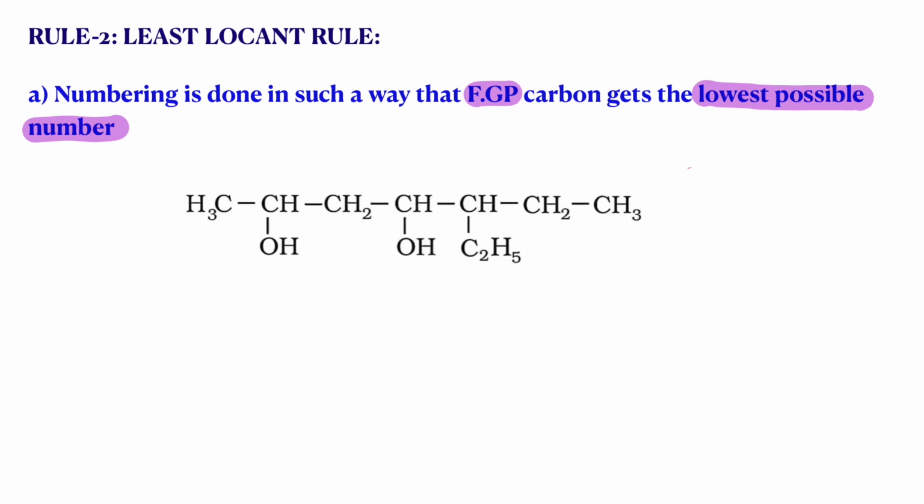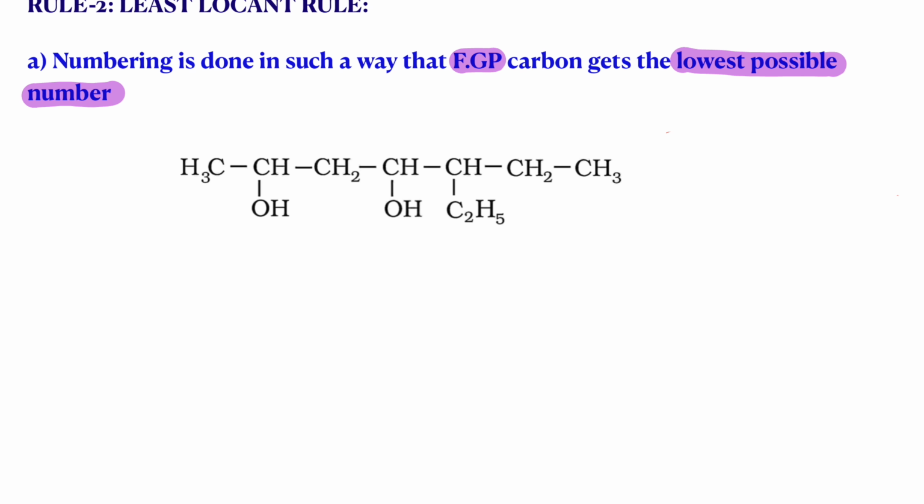So in the first rule, we have to select the longest chain. After completion of selecting the longest chain, numbering should be done from one terminal. The carbon chain has 2 terminals, either the left terminal or the right terminal, whatever the direction may be. The numbers have to be allotted to the carbons of the longest chain. While giving numbers, we have to see that the functional group carbon should get the highest possible priority, otherwise the lowest possible number.